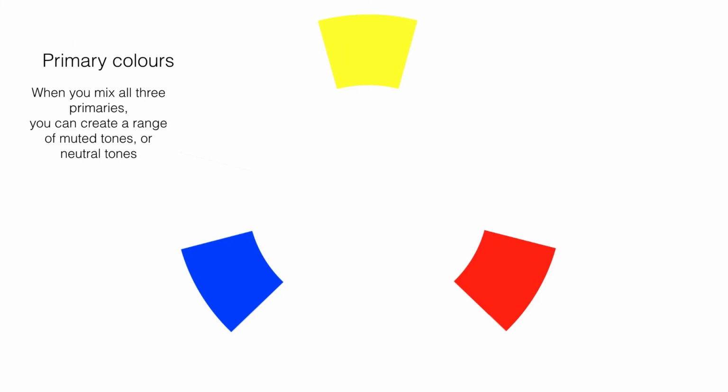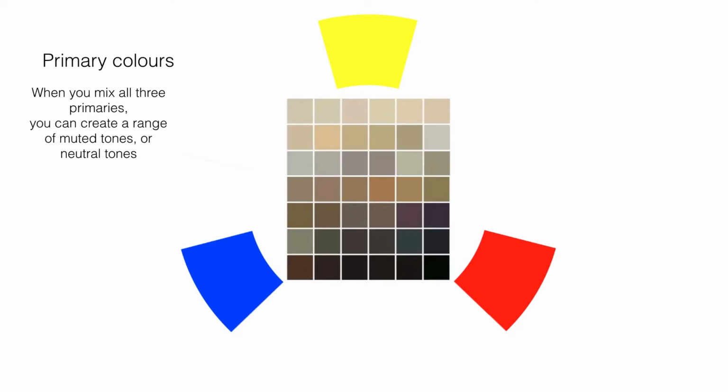Okay, so we've got our primary colors, we've had our secondary colors and how we can mix those together and use them. But you can also mix all three primary colors together to create a range of muted tones or neutral tones. So this is where we're looking at these kind of browns and grays, but you can see depending on the ratios that you mix them, you can have these greeny grays or pinky grays, and they might reflect some of the color schemes that you're trying to work with.